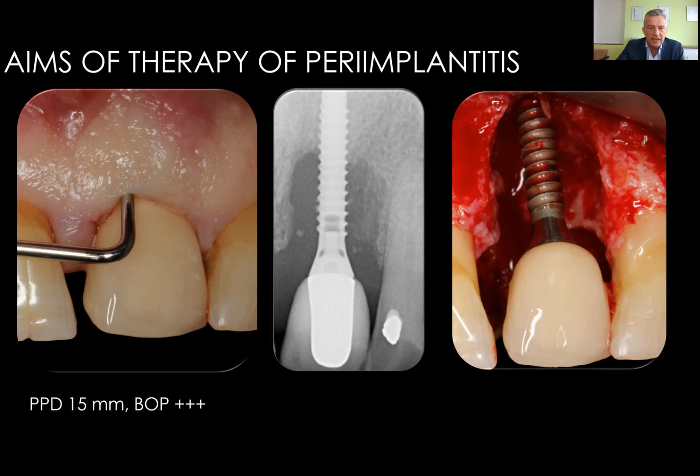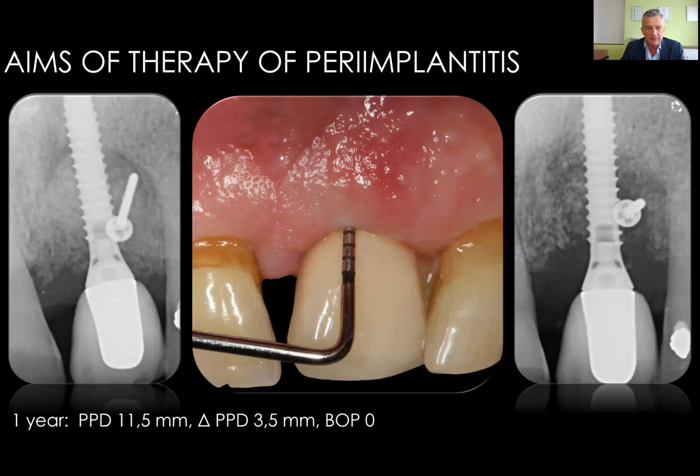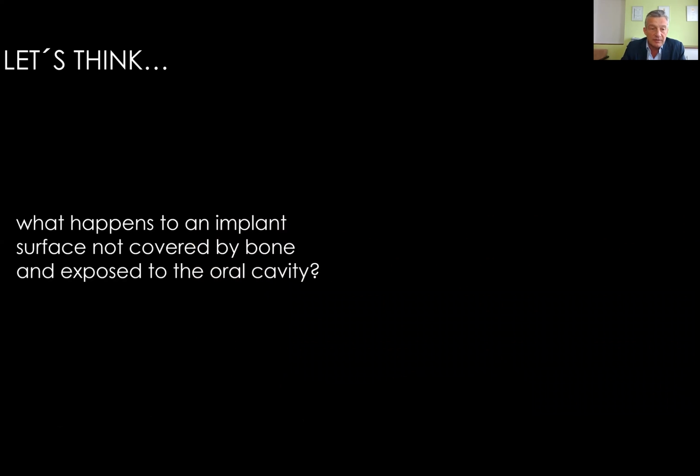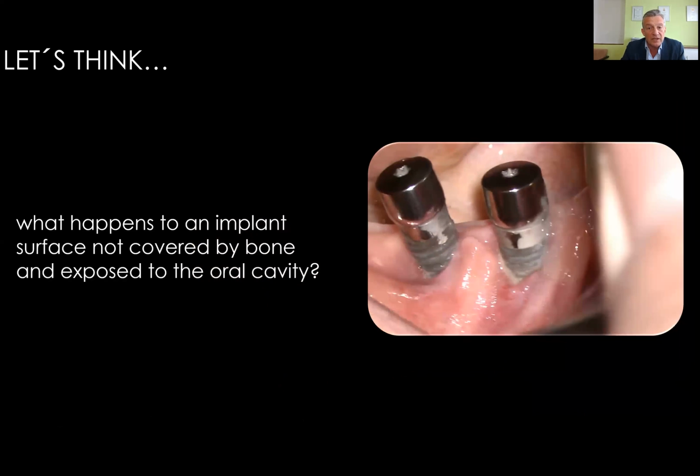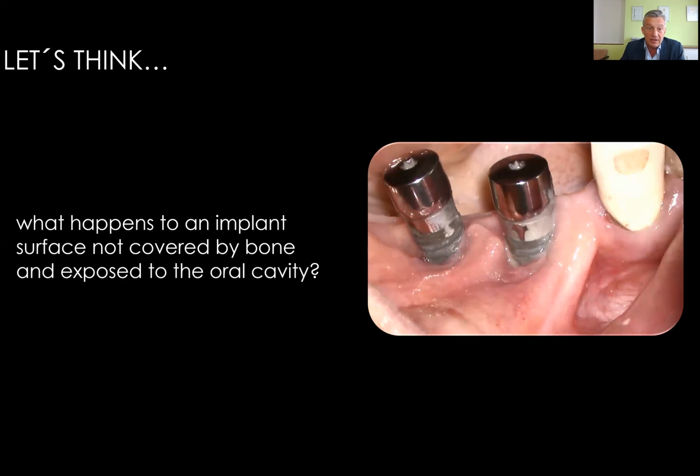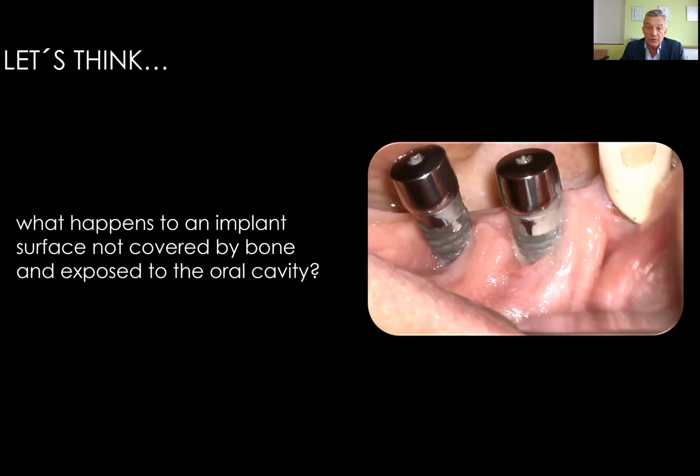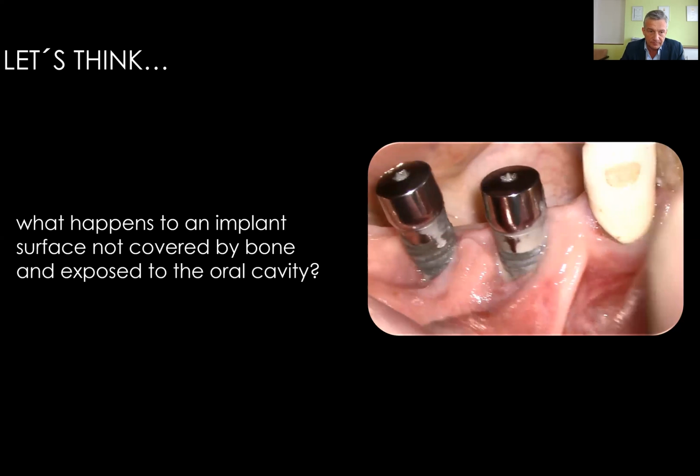Is it enough if we reduce bleeding after 1 year? If we reduce probing depth, it is 3.5 millimeters less, but still 11 millimeters. And I guess you all will agree that this case will not be stable. Finally, we removed this implant 1 year later, and we need to find a consensus of what an aim could be to maintain implants in the long run.